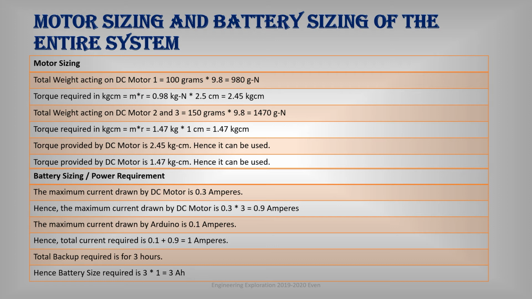Now, battery sizing. Each DC motor consumes 0.3 ampere. Since we have 3 motors, it comes out to be 0.9, and Arduino also uses 0.1 ampere of current. The total 1 ampere current is used. Now, since our project is running for 3 hours, we need 3 ampere-hour battery size.